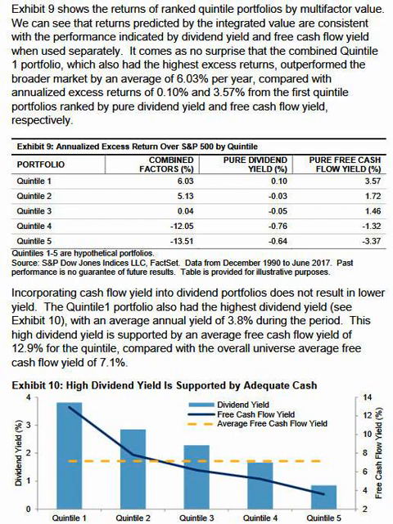Incorporating cash flow yield into dividend portfolios does not result in lower yield. The Quintile 1 portfolio also had the highest dividend yield, see Exhibit 10, with an average annual yield of 3.8% during the period. This high dividend yield is supported by an average free cash flow yield of 12.9% for the quintile, compared with the overall universe average free cash flow yield of 7.1%.